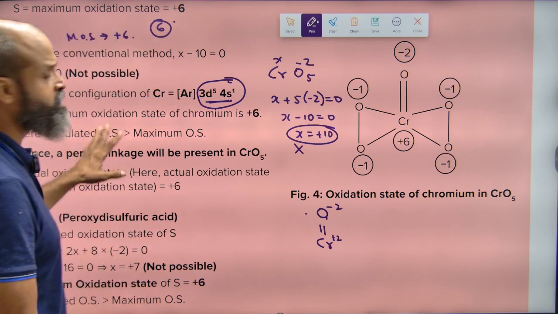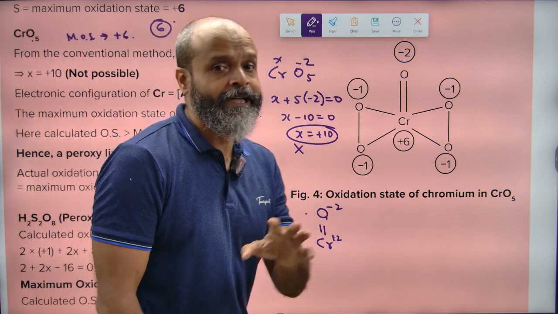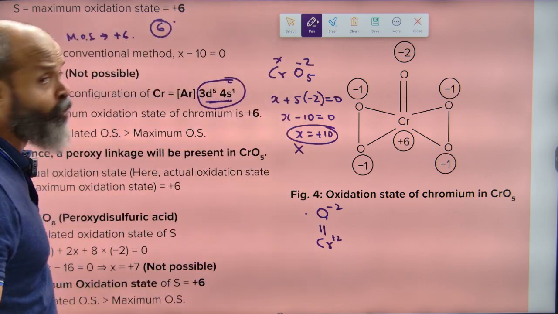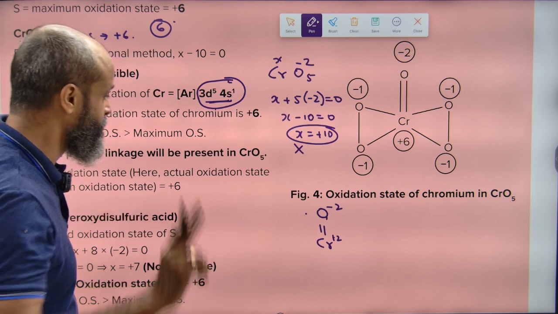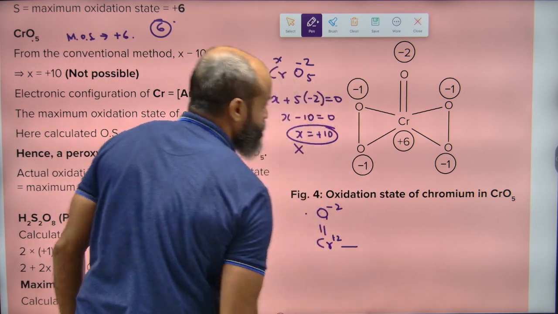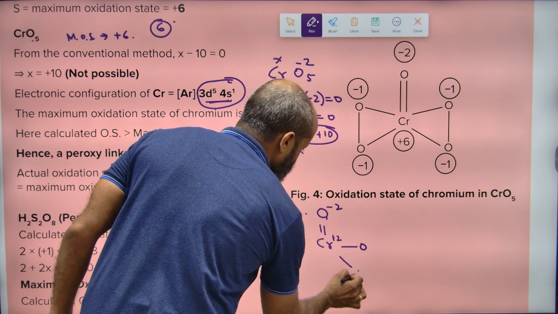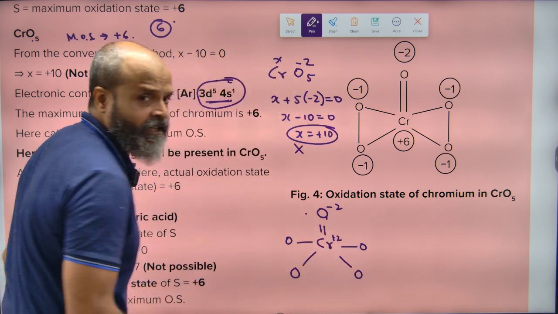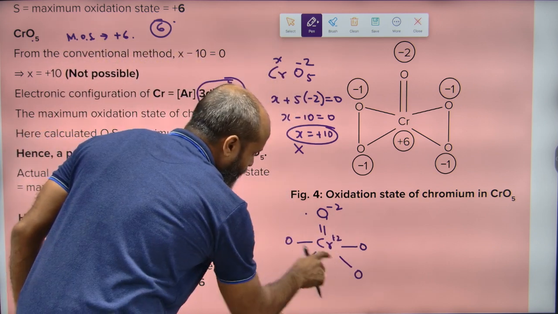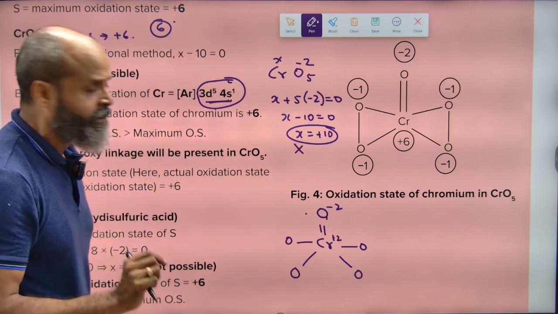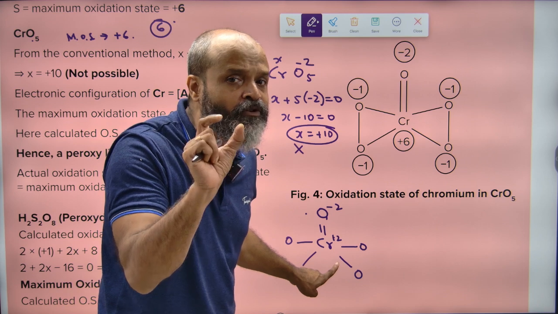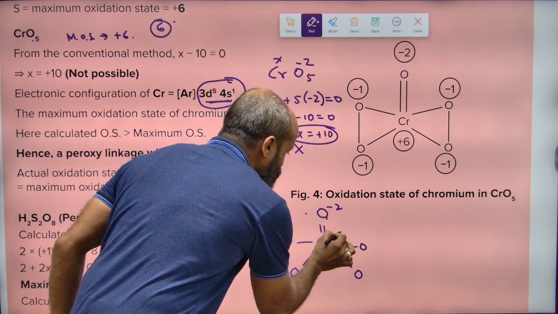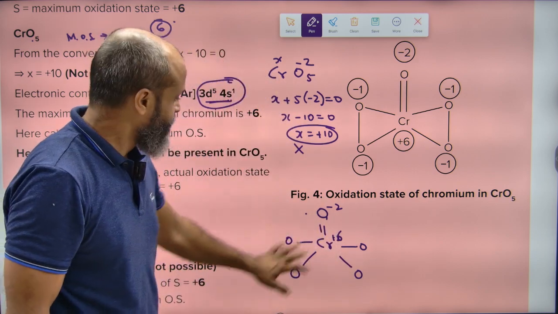Now, how much scope is there for chromium? It can have 4 more covalent bonds. It can adjust 4 more, and there are 4 more leftover oxygen atoms. Obviously, one oxygen is here, one here, one here, and one here. That pretty much settles down for chromium, because for every single covalent bond, an electropositive element is going to get +1. So this will be +2 here, 3, 4, 5, 6. So the matter of chromium is sorted out.